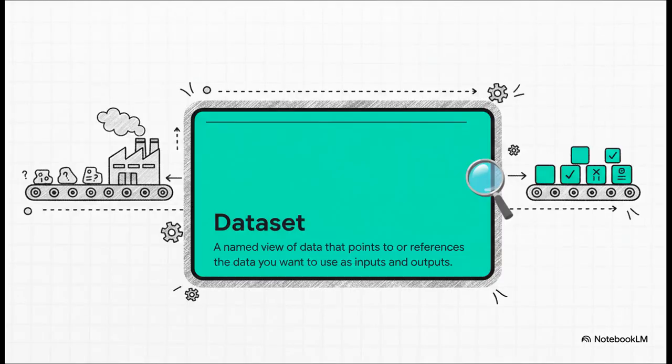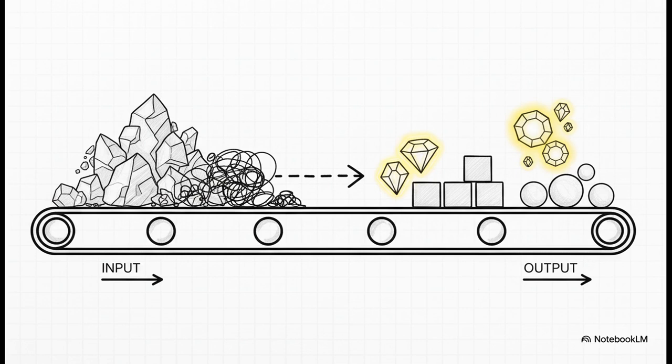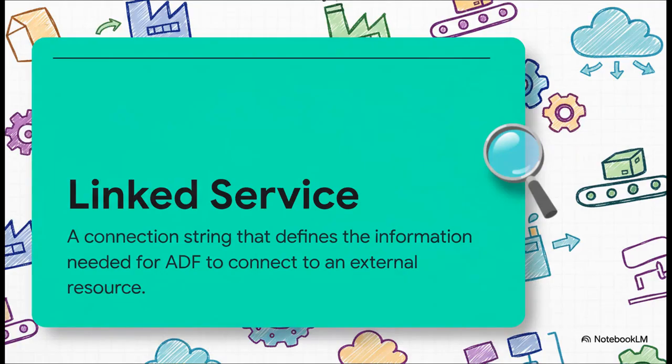Now, of course, all these machines need something to work on. In ADF, we call that a data set. But here's a really key point. The data set isn't the data itself. It's more like a label or a pointer that tells ADF, hey, the data you need is over there, and this is what it looks like. So, back on the factory floor, data sets are literally the goods moving along the conveyor belt. They are the raw materials coming in as your inputs, and they are the shiny finished products going out as your outputs.